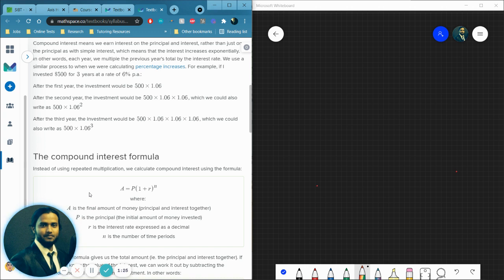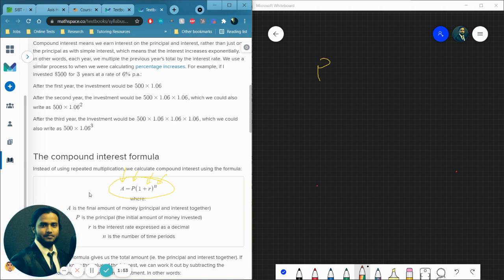So let's take an example. Let's say you put some money in the bank, and we call it, let's say, P. We are calling it P. In other words, this is the principal amount of money. In the formula, you see here, A is accumulated, P is principal, R is interest rate, and N is number of periods. But we'll get to the formula later.